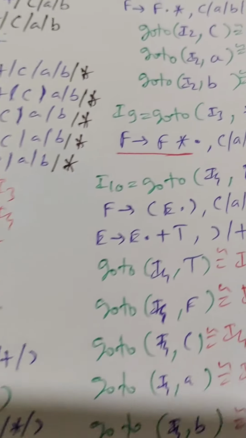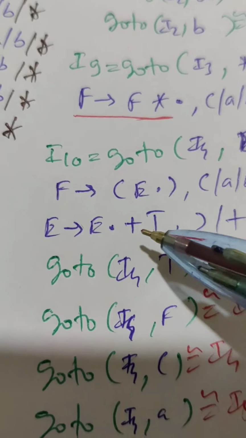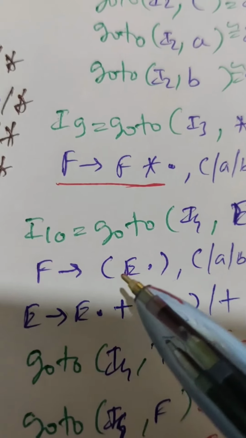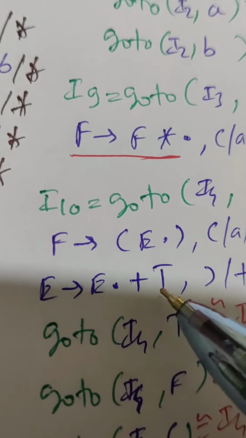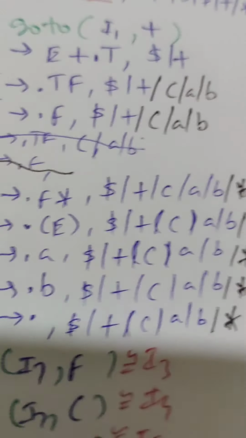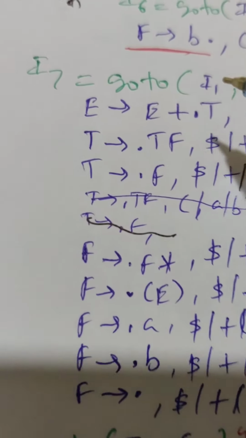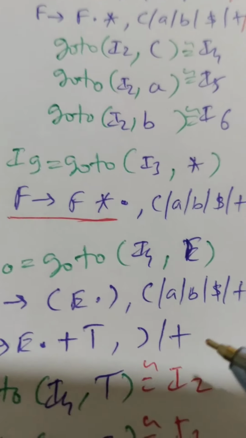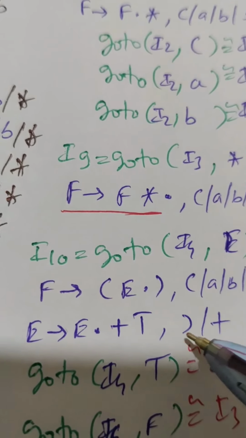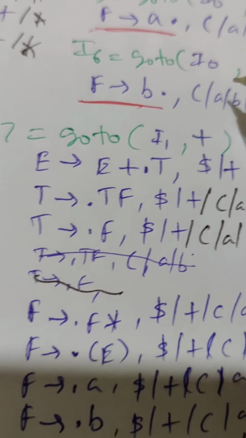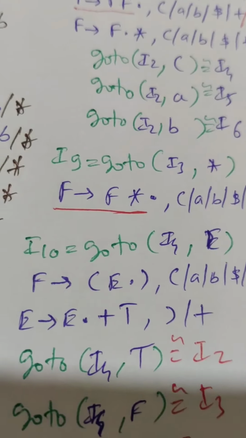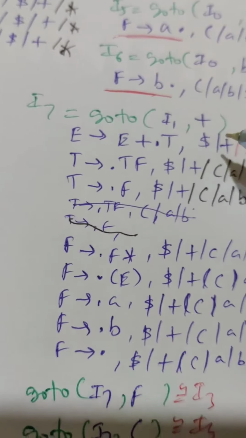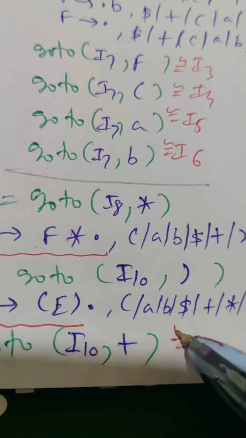Okay, now next item is going to be I10 comma plus. So it's going to be E goes to E plus dot T, with lookaheads closing bracket and plus. It's the same as item number 7. The only thing to look at here is dollar or plus, and here what we get is closing bracket and plus. What is missing is closing bracket. So let's go back here and add closing bracket, and say that it's the same as I7, same as item number 7.